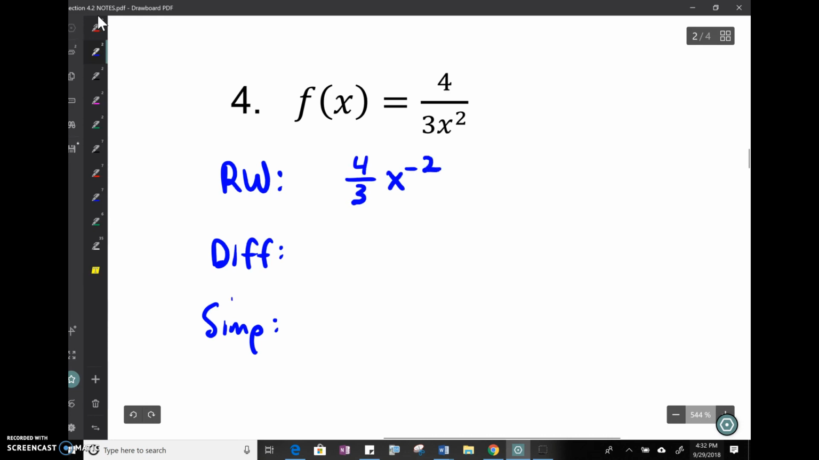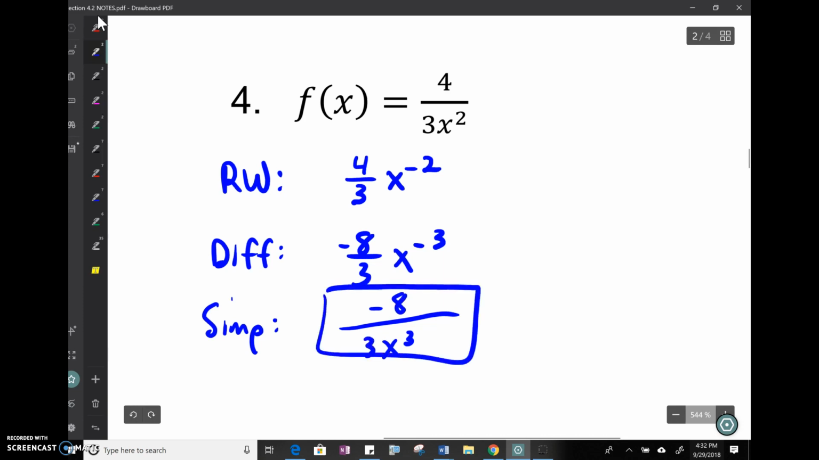Pause the video and let your brain sink in on that, on what just happened, because it needs to click for you. Okay? So that is the same thing. These two things are the same thing. Notice the 3 stayed on the bottom. So when we differentiate, we bring the power down front, which would make negative 8/3. We subtract by 1, and now we're ready to simplify. Our final answer is x to the 3rd on the bottom because it's negative, but we still have a negative 8 and a 3 as a part of our answer. Okay?